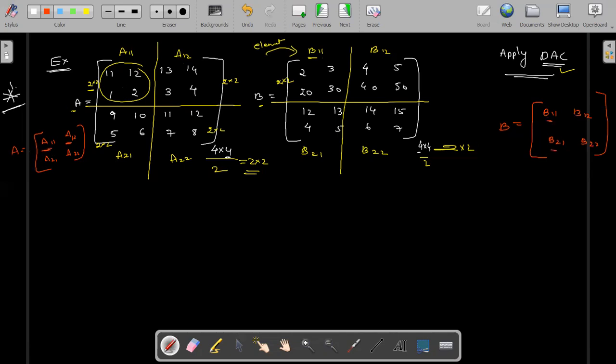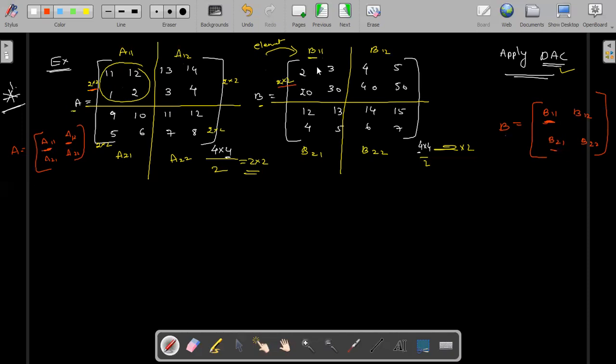But A11 is nothing but what? It is a matrix. How many elements are there? 4 elements. Nothing but what is the dimension? 2 cross 2. So here B11 is an element in this B matrix, but B11 is also a matrix. So what is the dimension of this B11 matrix? That is 2 cross 2. Here you can see 2 rows are there, 2 columns are there. That is what exactly I'm telling you.